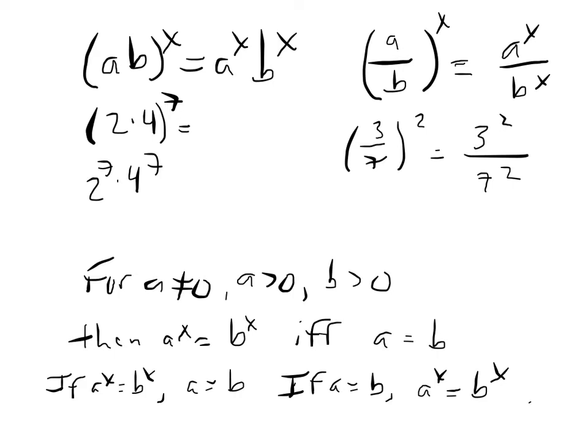And for a unequal to 0, a is greater than 0, b is greater than 0. If those are true, we're told that a to the x equals b to the x if and only if a equals b. In other words, look at my if and only if again. There's two if-thens. If a to the x equals b to the x, then certainly it would make sense that a will equal b if your exponents are equal, and then your bases are going to have to be equal. And conversely, if I've got two numbers that are equal, if I raise two equal numbers to the same exponent, I should get the same result.